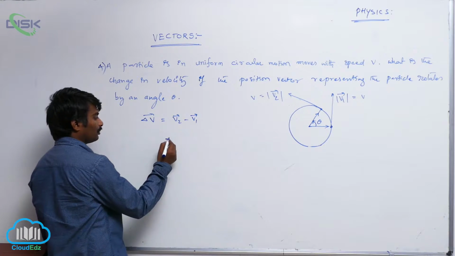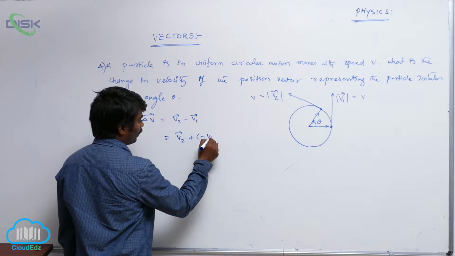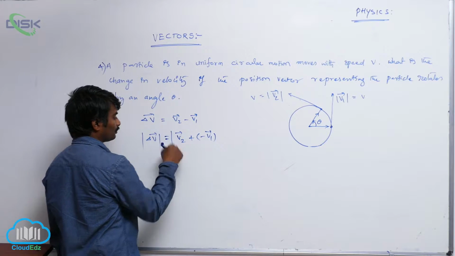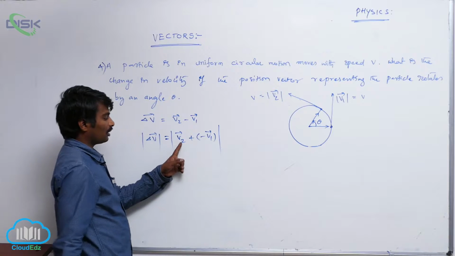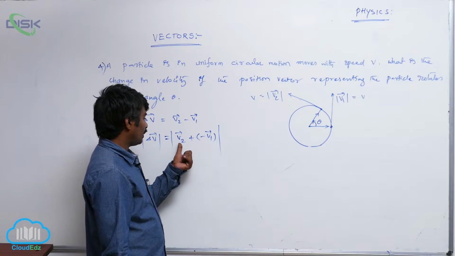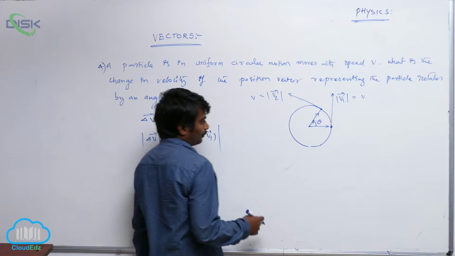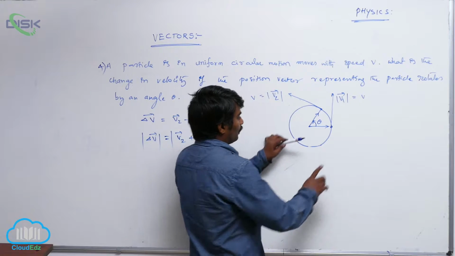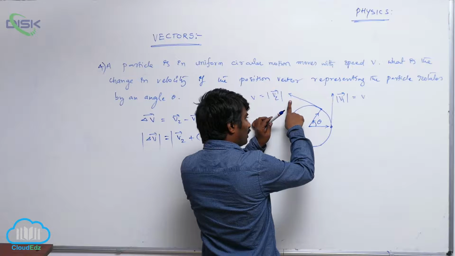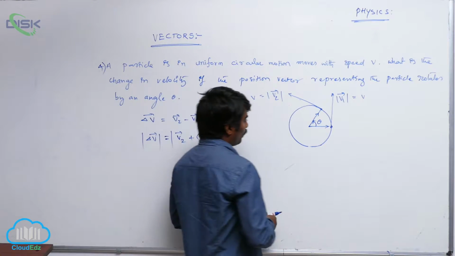But already I told you we can't do this. Instead of this we will do like this, v2 bar plus minus v1 bar, and we have to calculate this magnitude. For this we need to know the angle between v2 bar and minus v1 bar, and the magnitude of v2 and minus v1 bar is v only. See here, what is the angle between v1 bar and v2 bar? First let us calculate that, so that we can go for the angle between v2 bar and minus v1 bar.